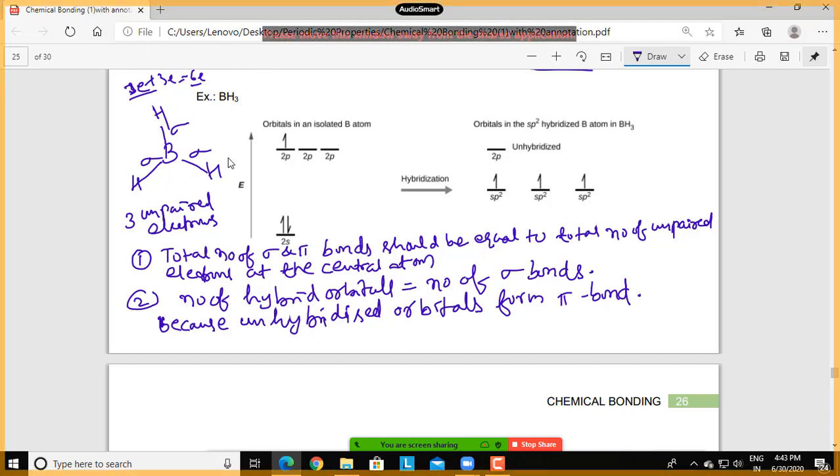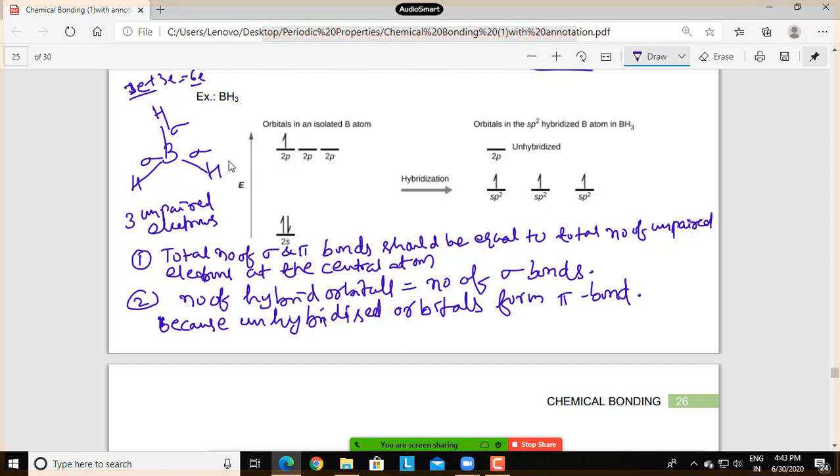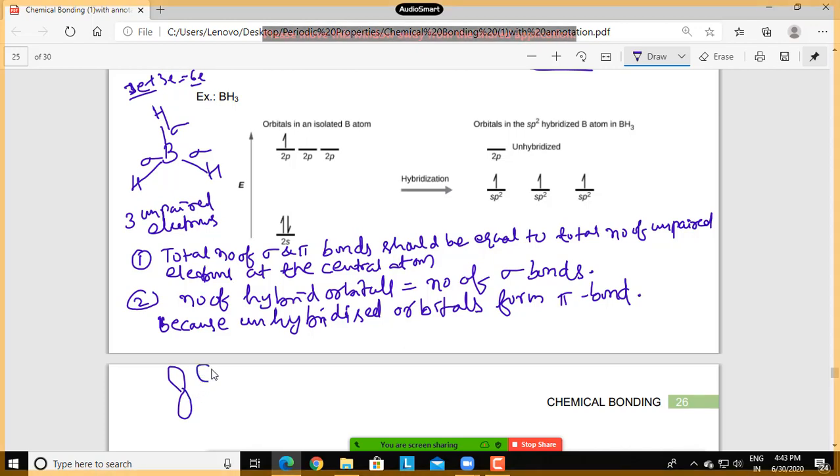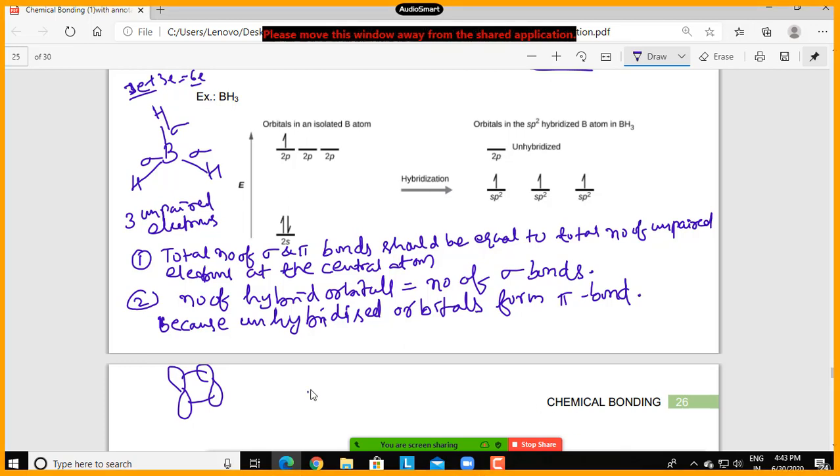सर, अनहाइब्रिडाइज्ड ऑर्बिटल्स की जरूरत ही क्या है? अनहाइब्रिडाइज्ड ऑर्बिटल चाहिए क्योंकि पाई बॉन्ड अनहाइब्रिडाइज्ड ऑर्बिटल से ही बन सकता है, क्योंकि पाई बॉन्ड देखो ऐसे बनता है ना, साइड वाइज ओवरलैपिंग, ऐसे पाई बॉन्ड बनता है. अगर हम हाइब्रिडाइज्ड ऑर्बिटल में पाई बॉन्ड बनाएंगे तो नहीं बनेगा, साइड वाइज ओवरलैपिंग नहीं होगा, क्योंकि ऊपर हो रहा है तो नीचे नहीं हो पाएगा.